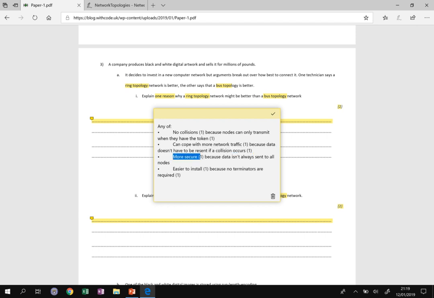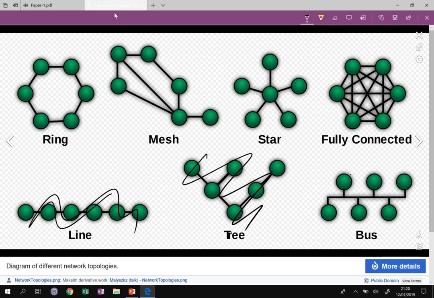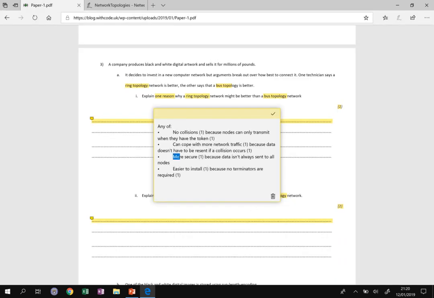Or alternatively, it's potentially more secure because the data isn't always sent to all nodes, which is something we didn't mention before. If this computer wants to send data to this computer, that data is sent on the bus that every other computer could access. Whereas if this computer wants to send to this one, it would only get sent down here. So not a great example, but it's potentially true that you could argue it's more secure because data isn't always sent to all the other nodes.